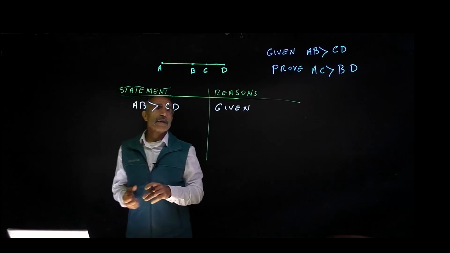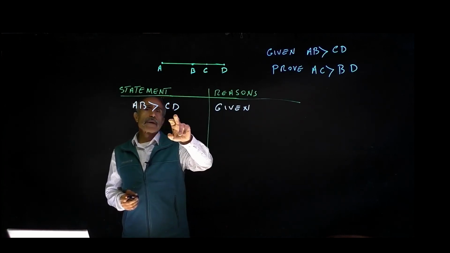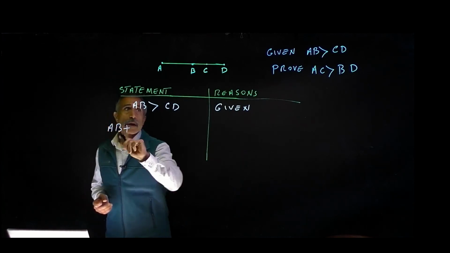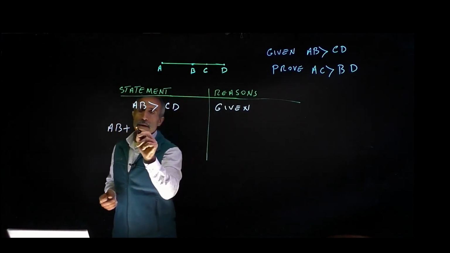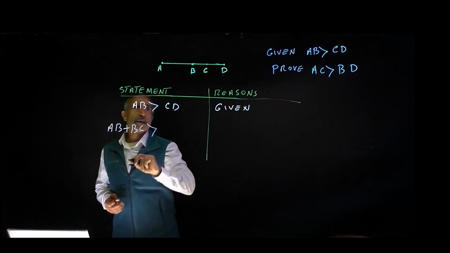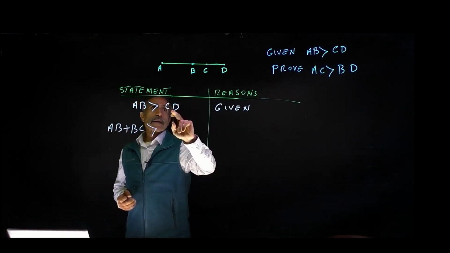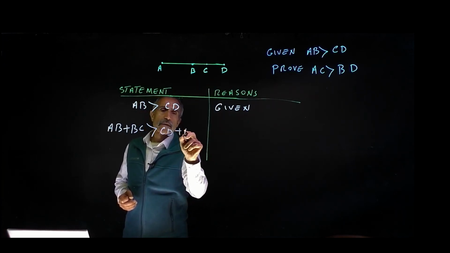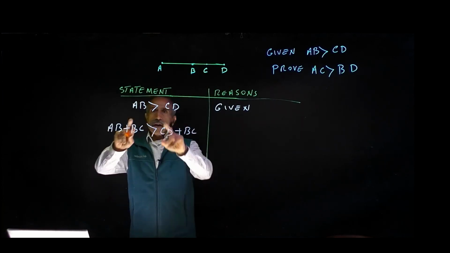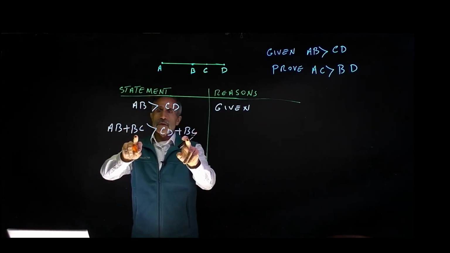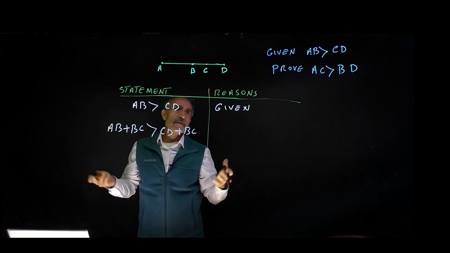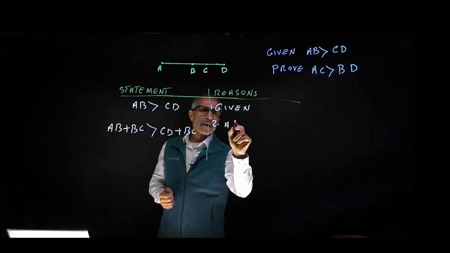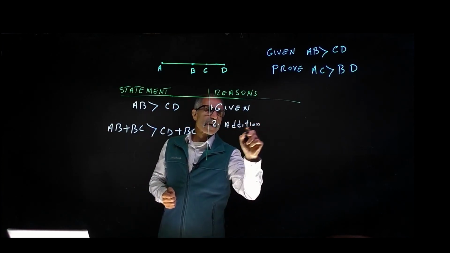So the second step is, I have AB bigger than CD, so I can say AB plus BC is bigger than CD plus BC. All I did is take this and add BC to both sides of it. What's my reason? Mathematical addition property.